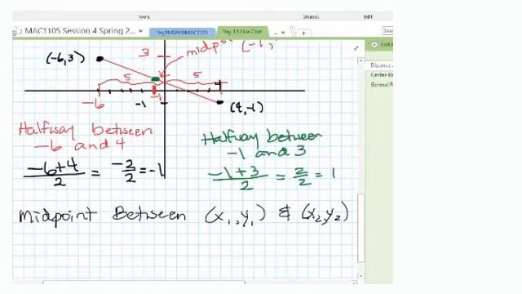So here's the formula for the midpoint. The x coordinate is going to be the average of x1 and x2, so (x1 + x2)/2. And the y coordinate is going to be (y1 + y2)/2.